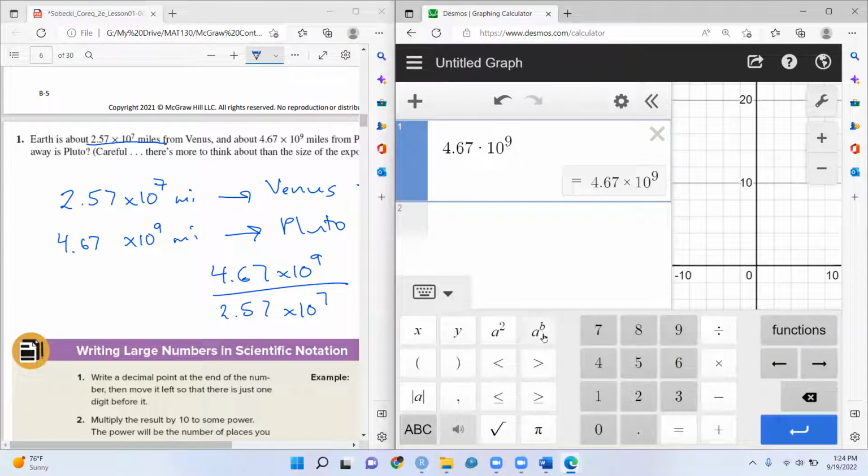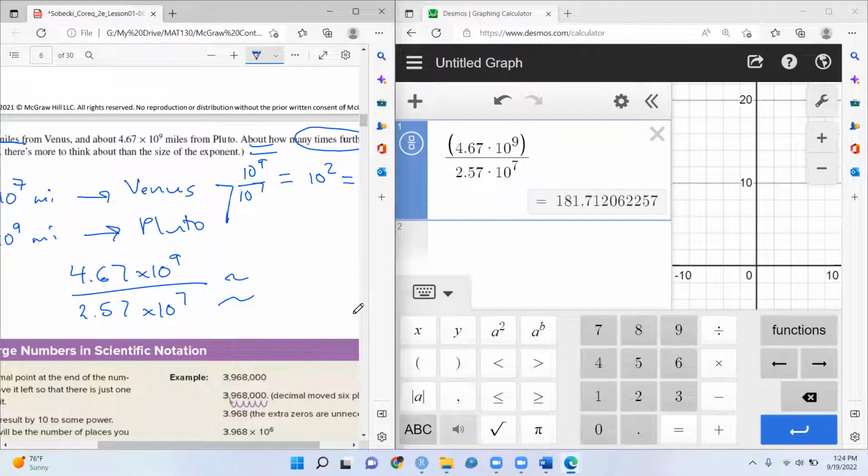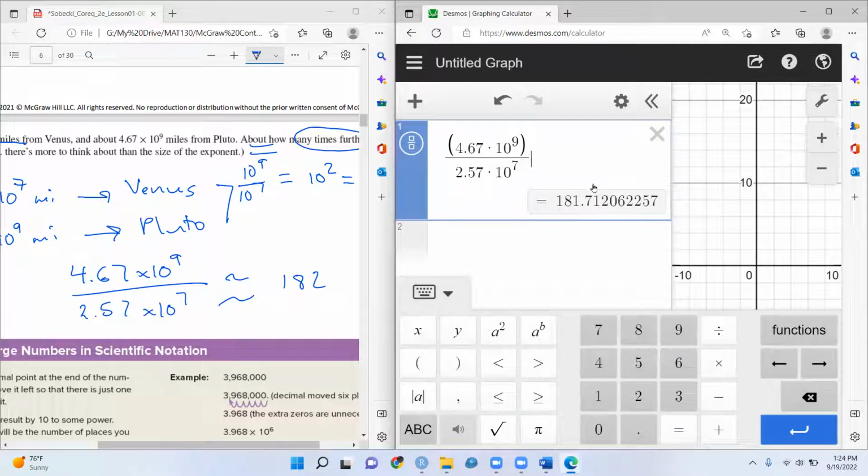But you can also use this AB button. I'm then going to put this in parentheses and divide. And now I'm going to do the 2.57 times 10, and I'll use the AB button that creates that exponent to the 7th. And you can see that we weren't too far off in our estimate. This is approximately 182 times further away. Notice I rounded to the nearest whole number. Because the 7 was larger, I added a 1 to the 181. So they're about 182 times further.